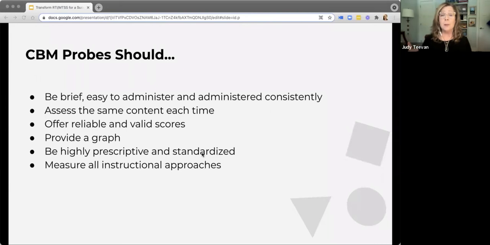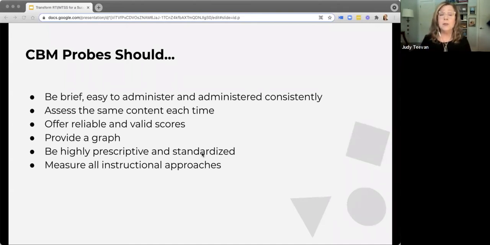Now, when used for progress monitoring, curriculum-based measurements should have the following characteristics. They should be brief, right? Easy to administer and administered the same way every time. They should assess the same content every time, either a specific domain or by sampling the year-long grade level curriculum. Now, probes need to offer reliable and valid scores, right? And these scores should be graphed, like Melissa just showed you, for teachers to use to make decisions about instructional programs and teaching methods for each student.